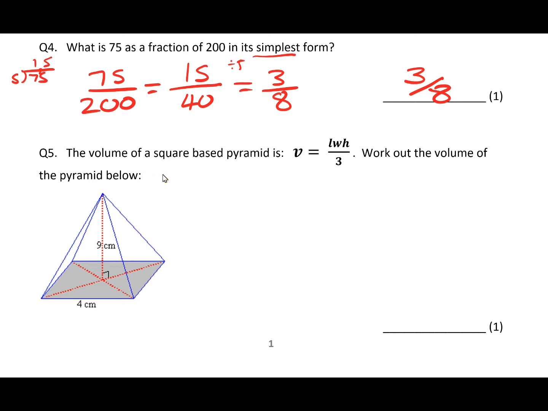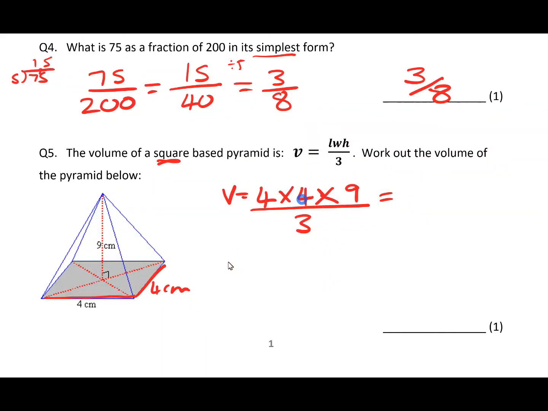Question 5. The volume of a square-based pyramid is given by V equals length times width times height over 3. Work out the volume of the pyramid below. So because it's square-based, if this side is 4, then I know that side is 4. So in my formula, V equals L, well, that's the length of 4. The width is also 4 times the height, which is 9. And then I need to divide the whole thing by 3.